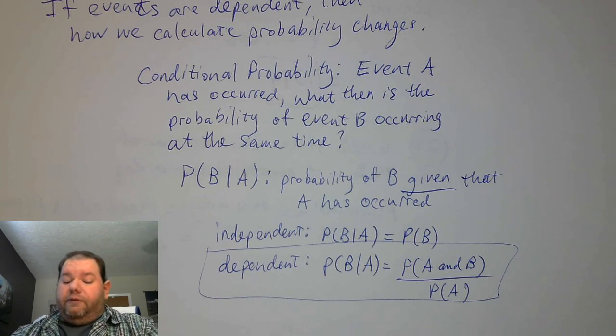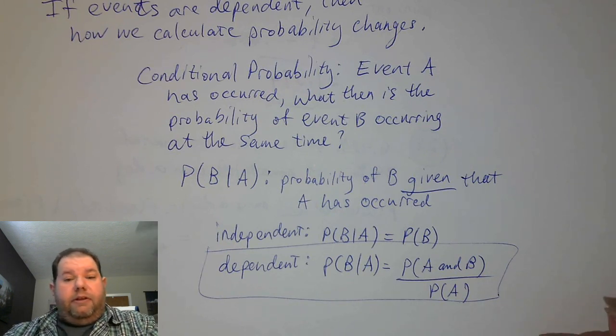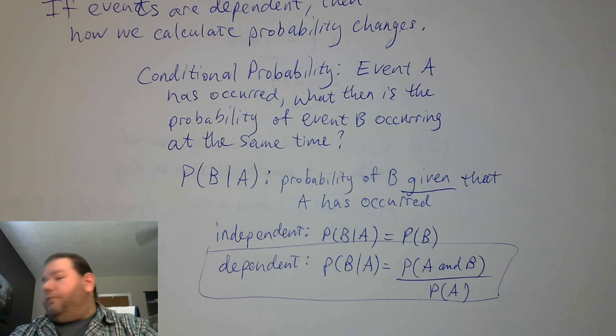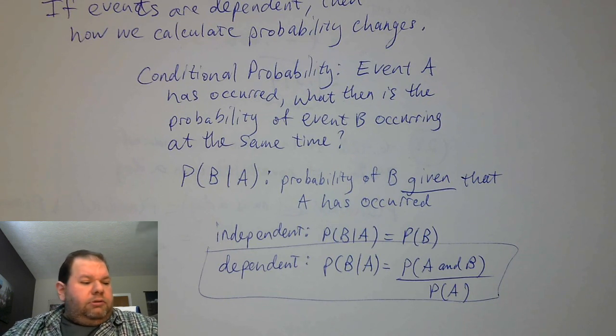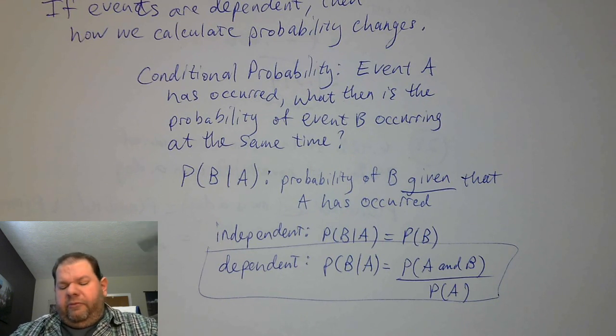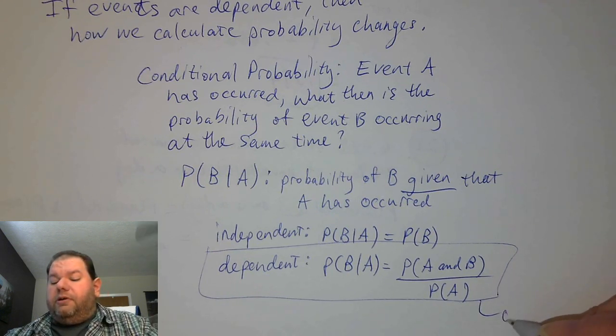Okay, and this is a formula, and when it comes time to do the test, I will provide this formula as part of a formula sheet for you. So don't worry about that. All right. So this is our formula for conditional probability.